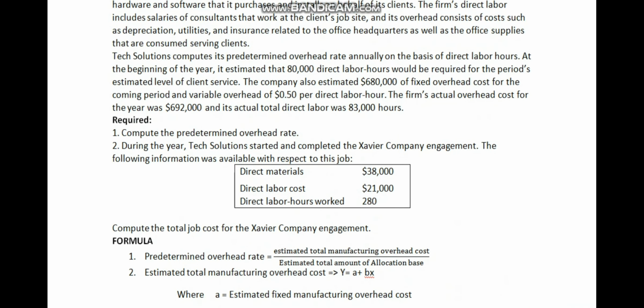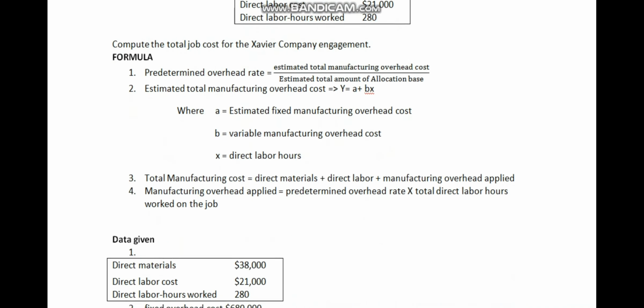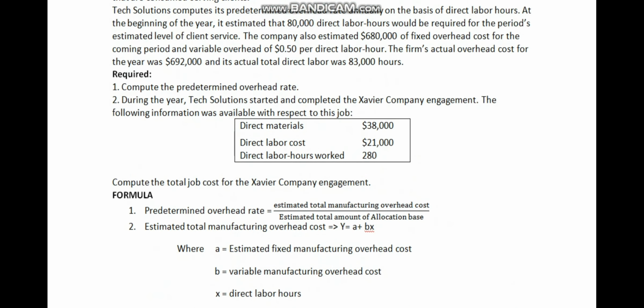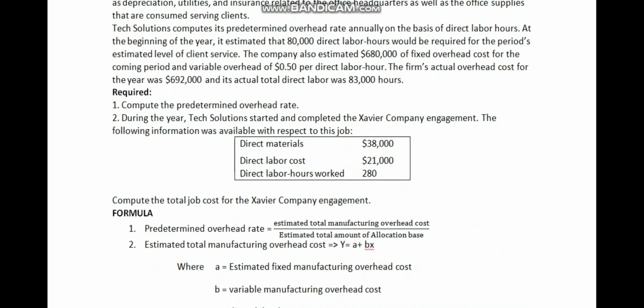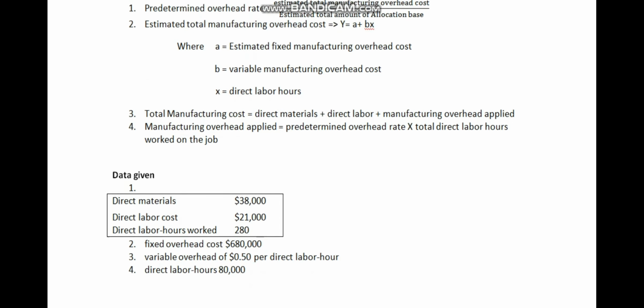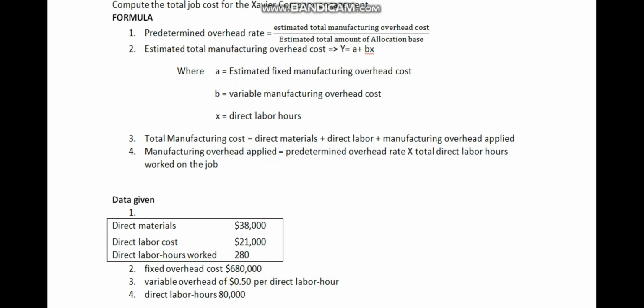The next information is estimated variable overhead per direct labor hour. I'm going to list this information too. The next information provided to us is 80,000 direct labor hours that will be required for the period. I'm going to list this down too. Now we have our data and the formulas. Let's jump to the solution.